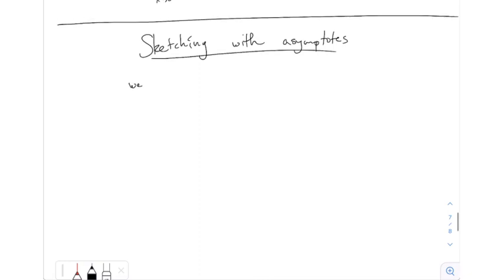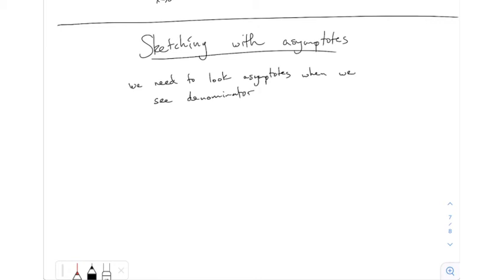So I will just start off by saying we need to look for asymptotes when we see denominators, right? If your function has a denominator in it, that means it probably has a vertical asymptote where the denominator is 0. And it might have a horizontal asymptote when you do the limit as x goes to infinity, or x goes to minus infinity. These are not all that different from the other curve sketching things, but I wanted to do one example at least, and then this will be it for our curve sketching. So let's just try an example here.